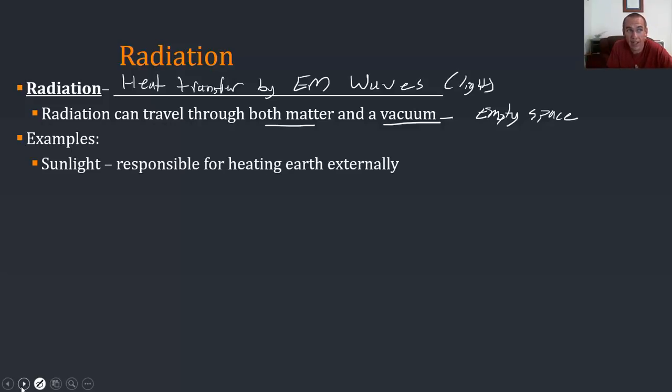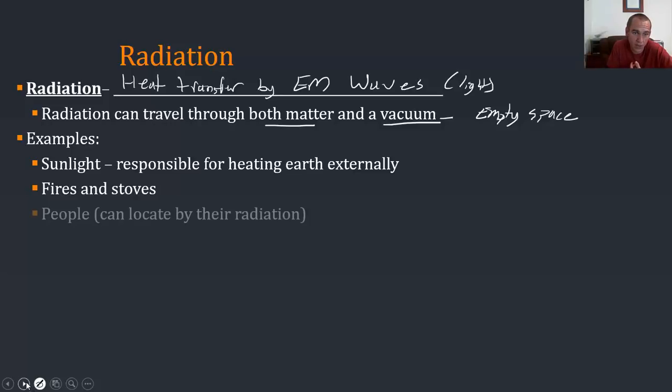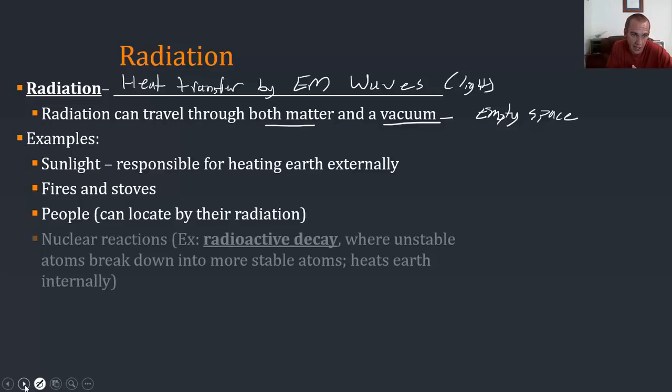The reason you can walk outside and feel the warmth from the sun is because it radiates through space to the earth. Fires and stoves, if you've ever stood next to one of those, there is some convection currents going on in the air, but the more heat that you're feeling is actually due to the radiation of that fire. And you can actually feel your own radiation. If you hold your hand right up next to your cheek, you'll be able to feel the heat coming off your cheek. You are radiating that.